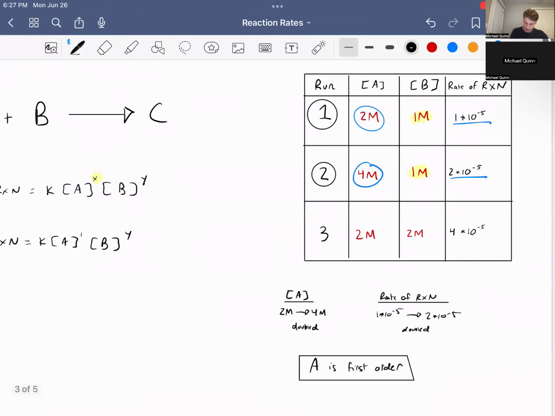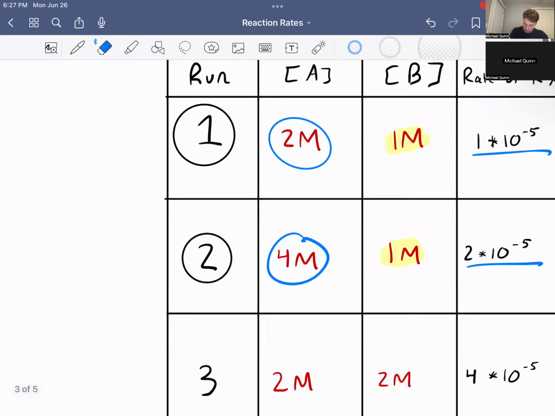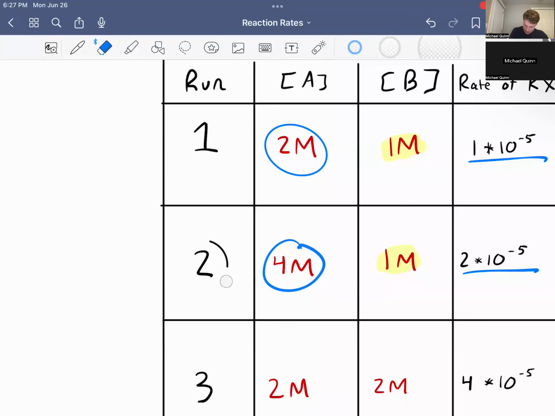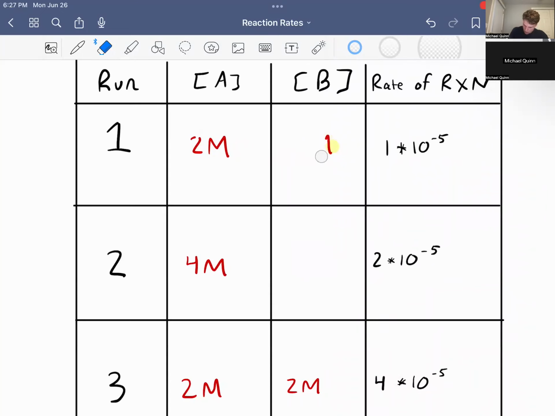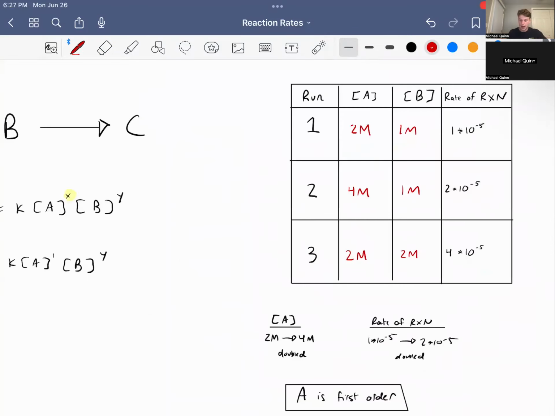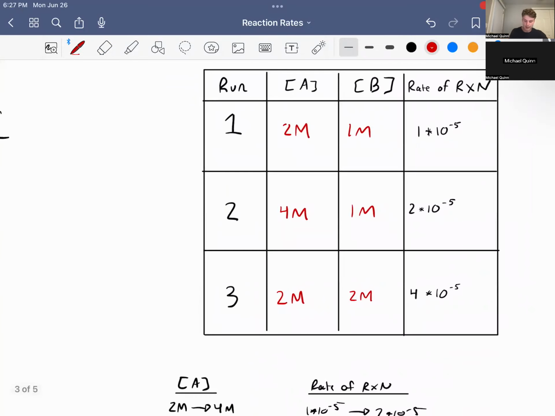So what we can do is pick 2 runs. Let me erase some of this stuff so we can see 2 runs that will work. This was 1 molar and 1 molar. So what we need to do now is pick 2 runs where the concentration of A stays the same. So in runs 1 and runs 3, the concentration of A does not change. This is good because now we can see that changing B will be the reason that the rate changes. A had no effect on this rate changing.